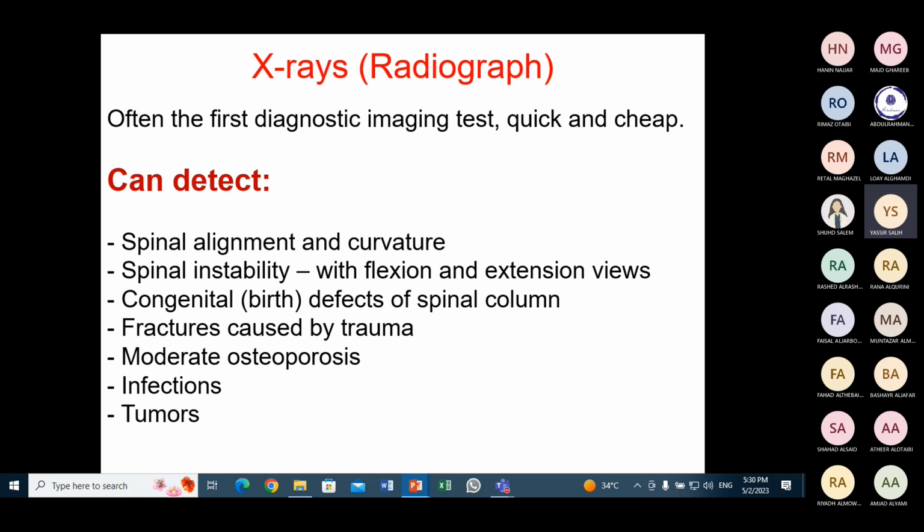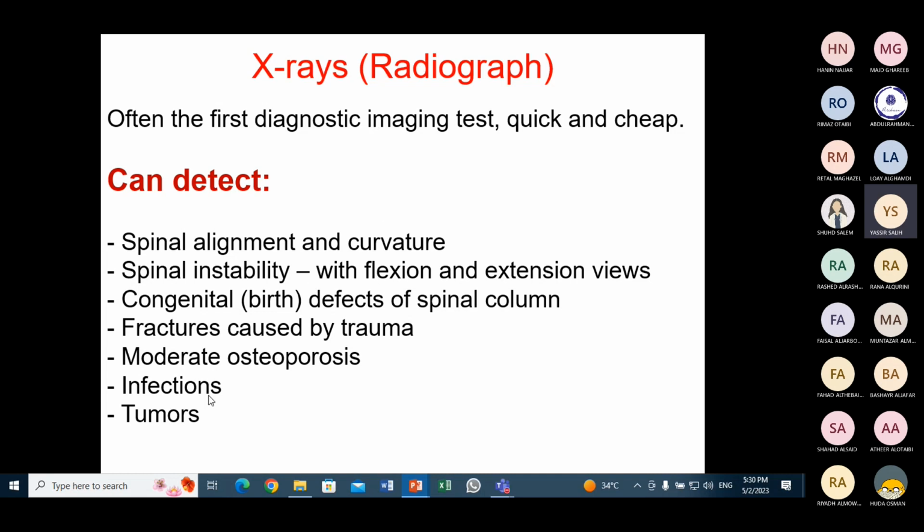Also, plain X-ray can assess congenital defects of the spinal column, the spina bifida occulta or spina bifida aperta. Also, plain X-ray can assess fracture in case of trauma, although CT is better, but X-ray can be used for assessment of the fracture of the spine. And moderate osteoporosis: DEXA is the best and gold standard, but moderate osteoporosis can be assessed by plain X-ray.